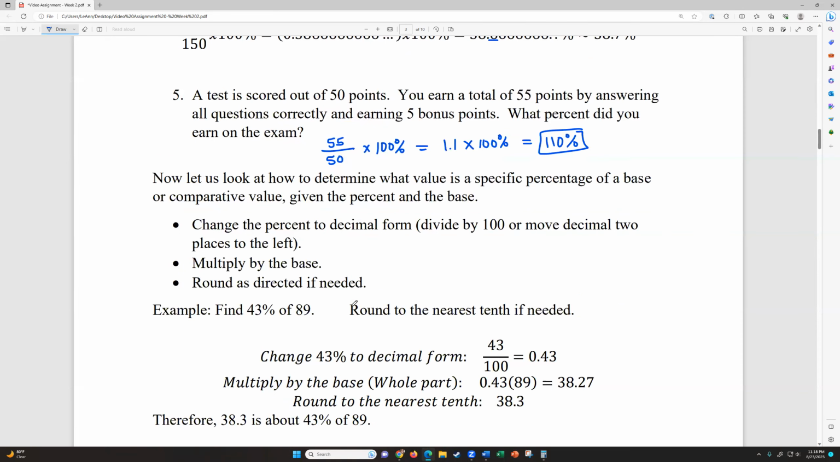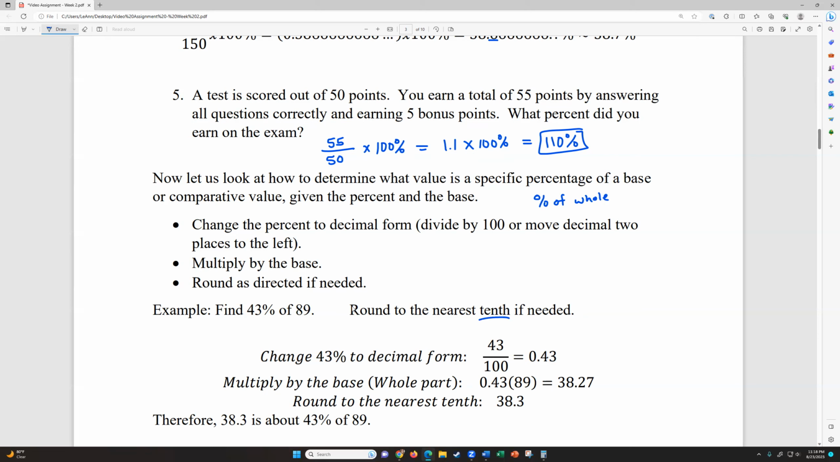Now let's look at some ways that we can determine what value is a specific percentage of a base, so of the whole. So if we're looking for the percent of the whole, we can do the following things. Change the percent to decimal form. You can either divide by 100 or move the decimal 2 places to the left if you have your percentage. Multiply by the base and round as directed if needed. So find 43% of 89. Round it to the nearest tenth if needed. Change 43% to decimal form, so divide by 100 or move your decimal 2 places to the left from the 43%. Multiply the base or the whole part by your percentage as a decimal, so 0.43 times 89 is 38.27.